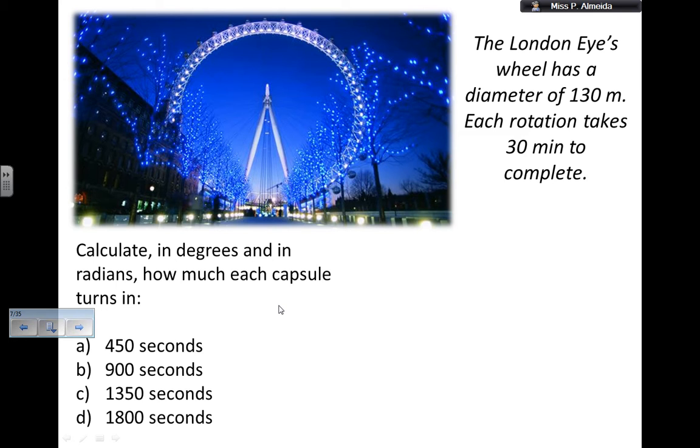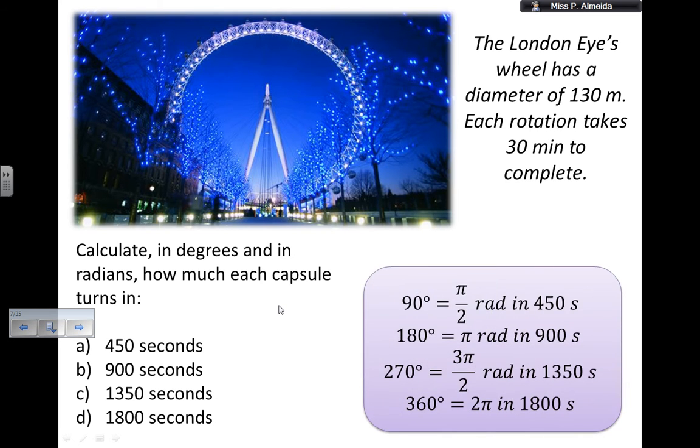450 seconds, 900 seconds, 1,350 seconds, and 1,800 seconds. Give it a go, pause the video, or if you want to know the answer straight away, here it is. So 90 degrees is going to be pi over 2 radians in 450 seconds, because that's going to be the 30 minutes divided by 4, okay? So that's going to be about 7 minutes and something.